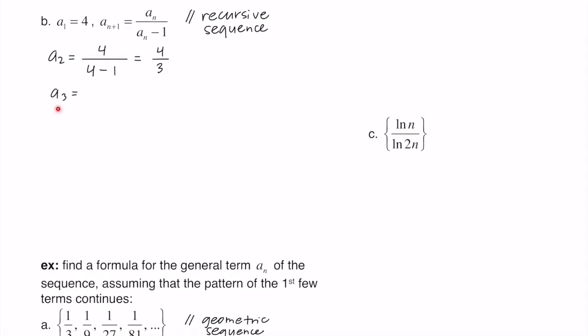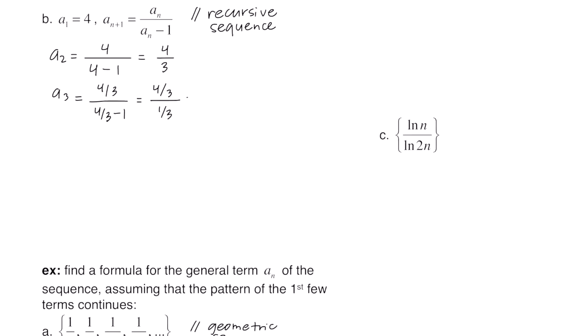To find a sub 3, we're taking the term before it, which is 4/3, and we're plugging that here and here. So now we're just going to simplify this. Down here we have 4/3 minus 1, so that's the same as 4/3 minus 3/3, or just 1/3. And 4/3 divided by 1/3 equals 4.